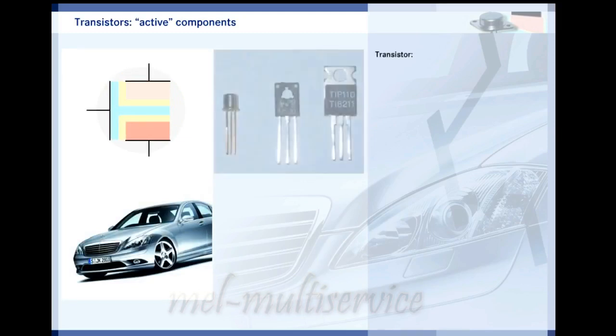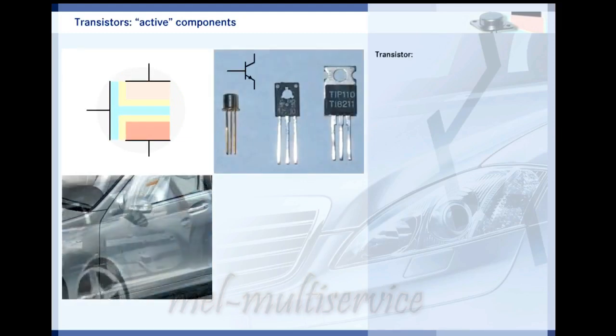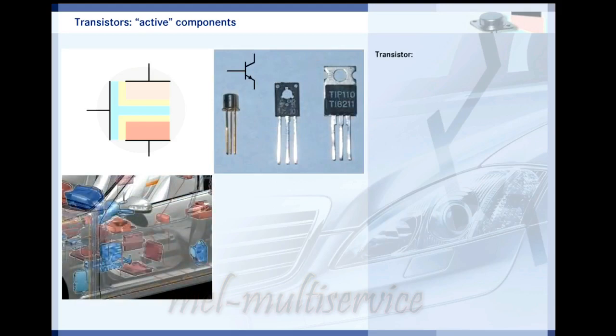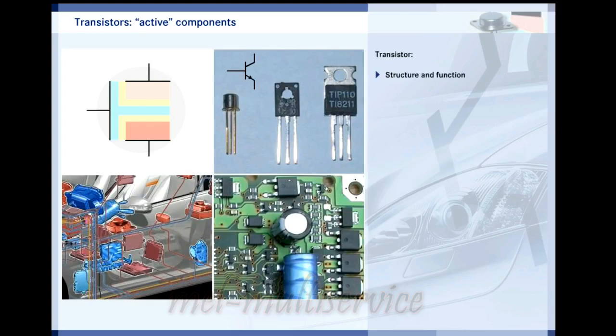You are now familiar with one semiconductor component, the diode. However, the transistor is where electronics really gets going. It is an active component, and is therefore used in many control units in motor vehicles. In this section, you will find out how transistors are made and how they work.